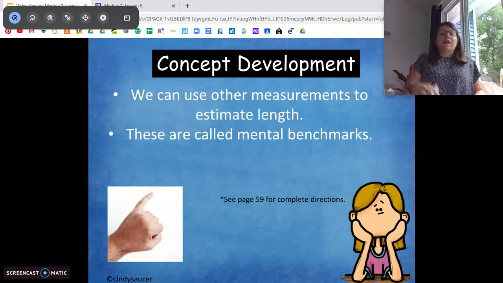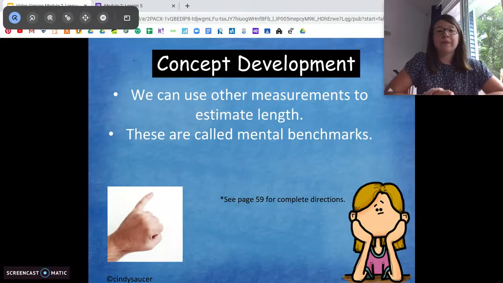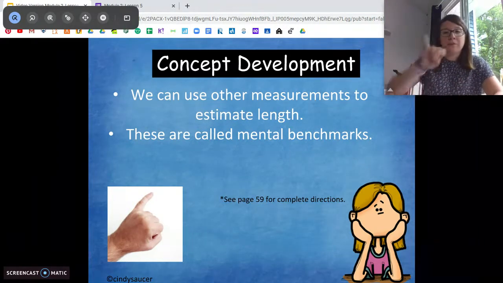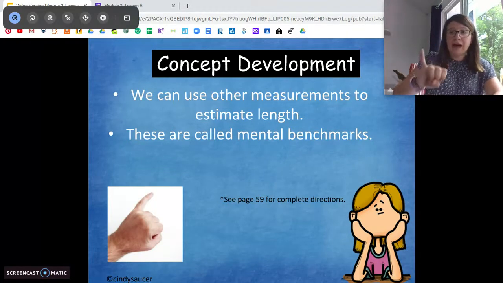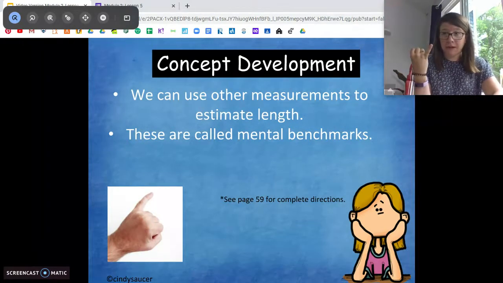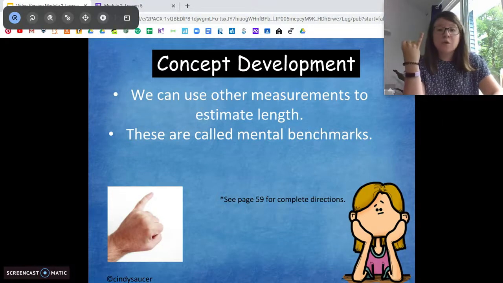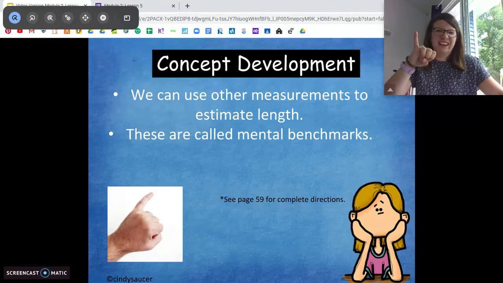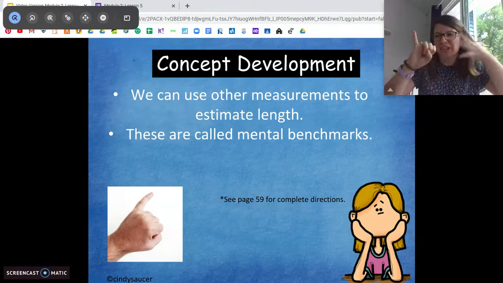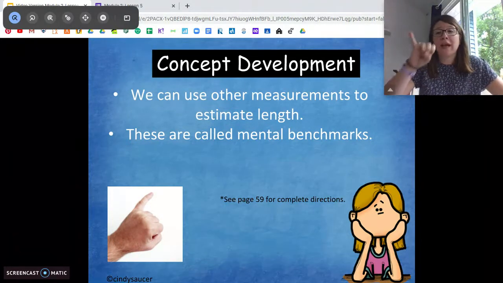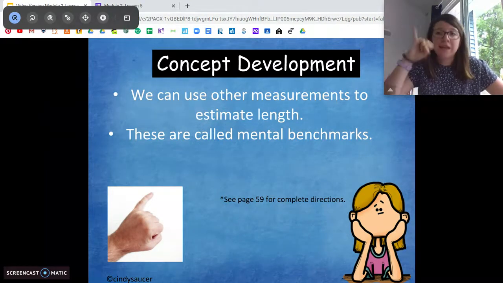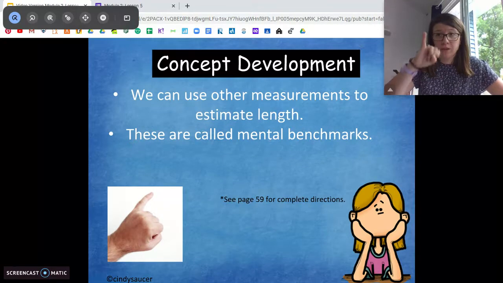Here we go. So, as you know, and as we've been talking about, we can use measurements to estimate lengths. Because we're not in school and we don't have our centimeter cubes, I've told you guys to use your pinky finger as a centimeter, right? That's an estimate. We can also call these mental benchmarks because this isn't like an accurate measurement. Everybody's pinkies are a little bit different, and that's okay. But we can use this as a mental benchmark to estimate how long an object is.